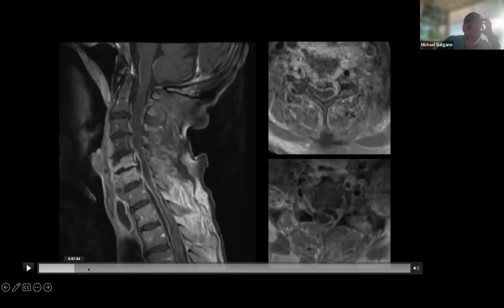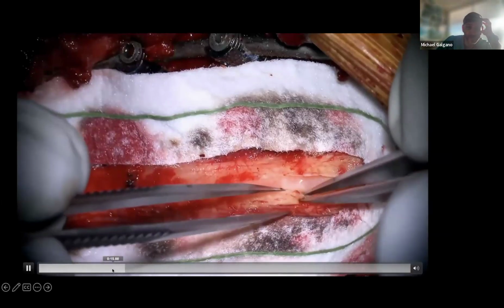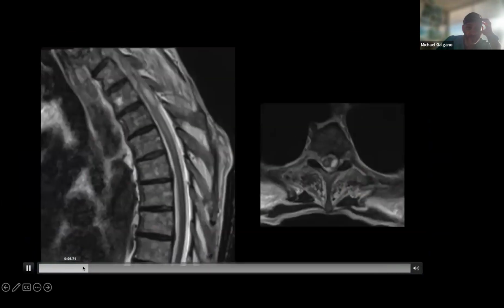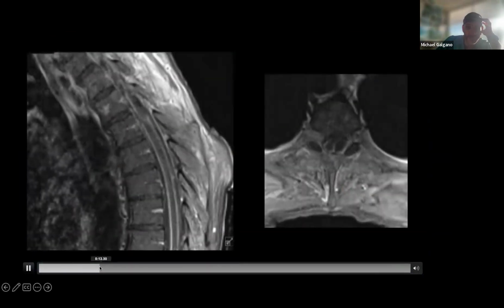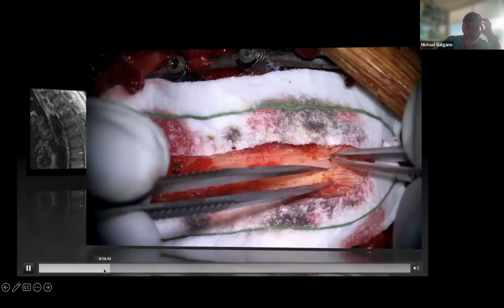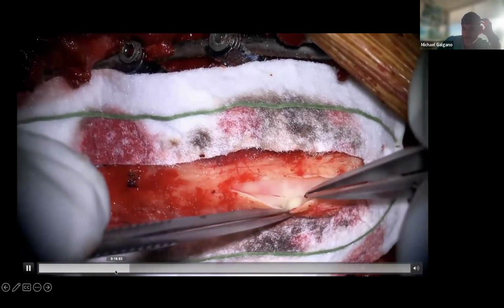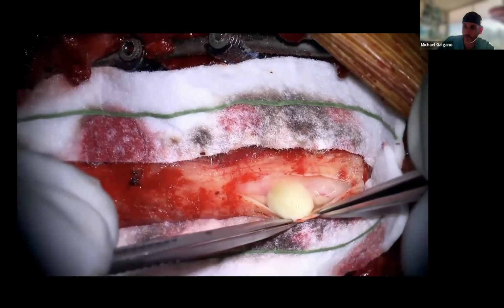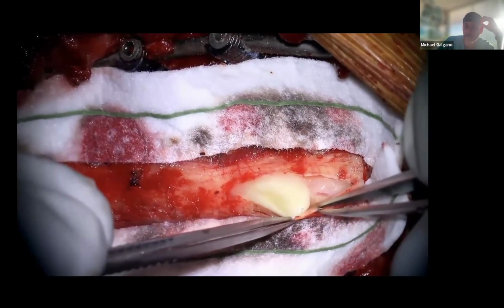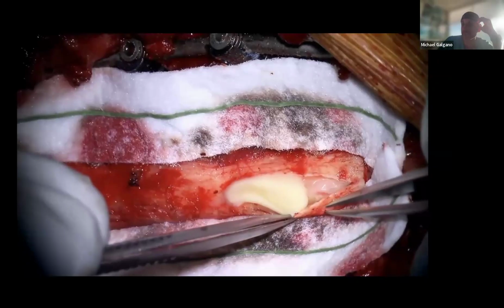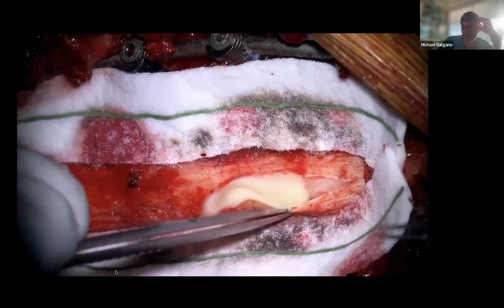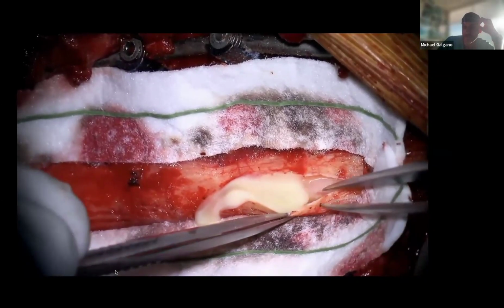So I'll jump to the video and show you what we found. Here we are. We're about to open the dura. Okay, the dura is now opened, and you can see the arachnoid does not look right. It's glistening, and as we open that dura, you're going to see frank pus draining out. This is not just a subdural space. This is actually a subarachnoid abscess, right?